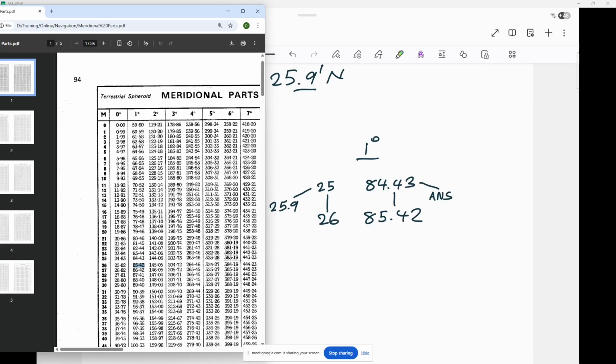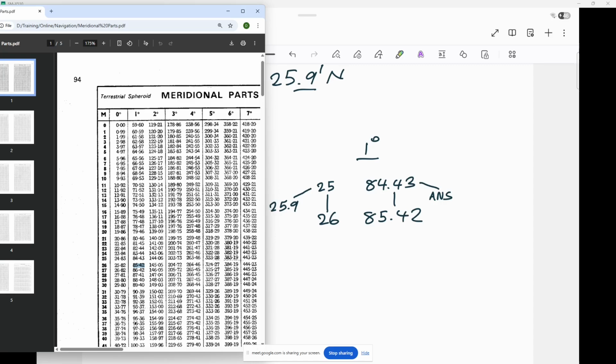Then you don't need to think of anything, what will happen if it is minus values, what will happen if it is plus values. You don't need to think anything else like that. So let's interpolate to see how much is the value.